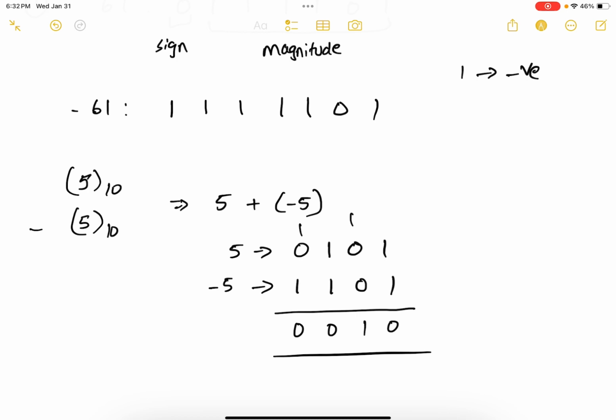Even if you ignore the carry out, you see that you are not getting a 0 result. But if you do the decimal calculation, 5 plus minus 5, you get a 0. So you see that they are not matching up. So sign and magnitude is a very bad method to represent negative numbers.